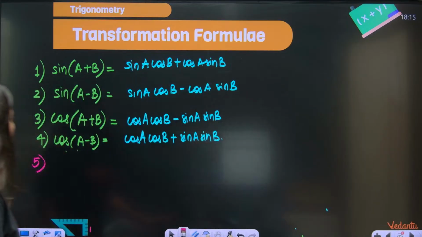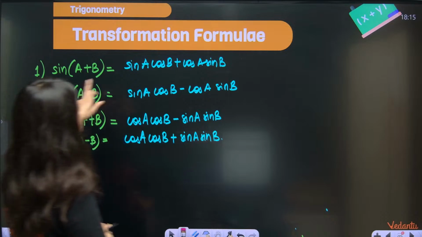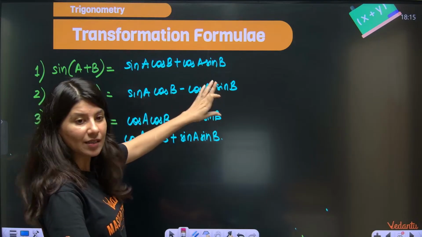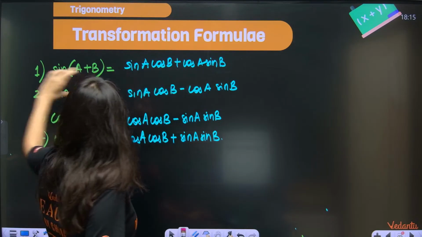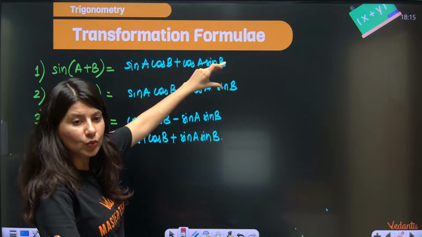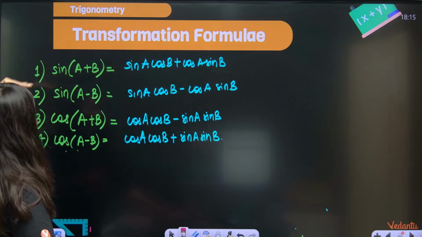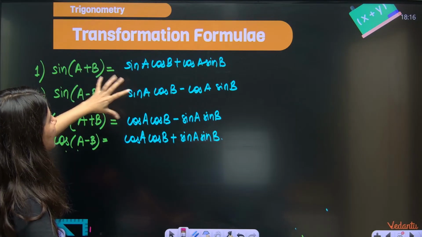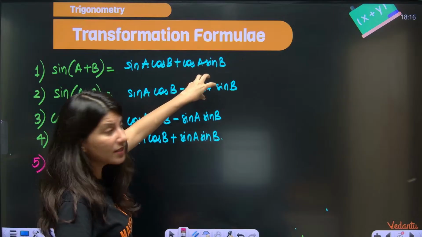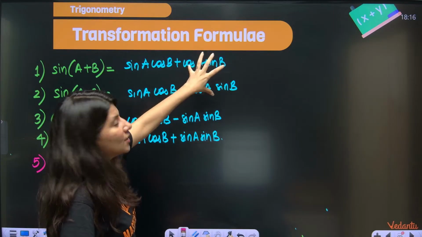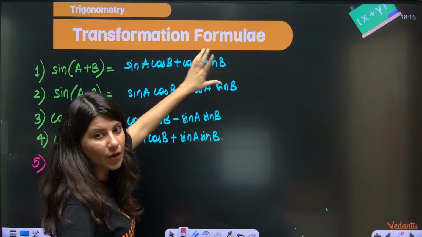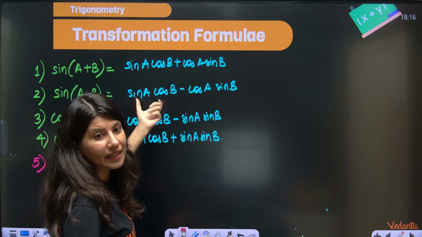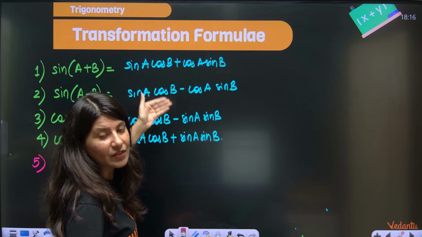So now transformational formula number 5. Sin A plus B is sin A cos B plus cos A sin B, and sin A minus B is sin A cos B minus cos A sin B. Now I am going to add first and second. Cos A sin B is positive and cos A sin B is negative, so this part will get cancelled out. Sin A cos B and sin A cos B will get added.